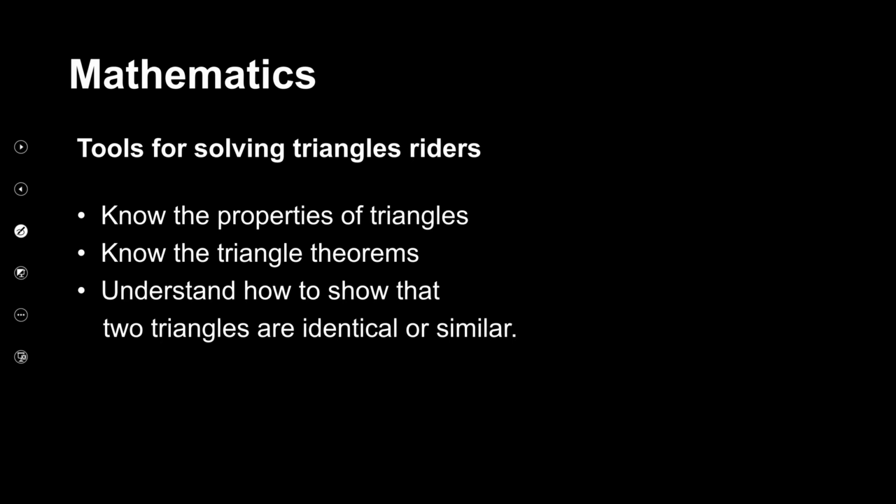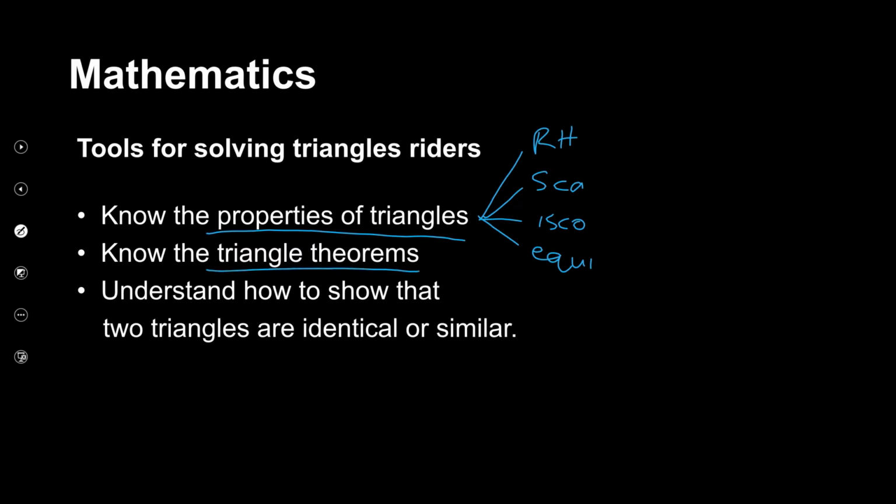Now, when you talk about tools for solving triangle riders, you need to make sure you know the properties of triangles. When I talk about properties, we have a scalene triangle, what are the properties? An isosceles triangle, what are the properties? An equilateral triangle, what are the properties? Even a right-angled triangle, what are the properties? That's what I mean when I talk about properties. And outside this, are there any theorems that we need to know that have to do with triangles?